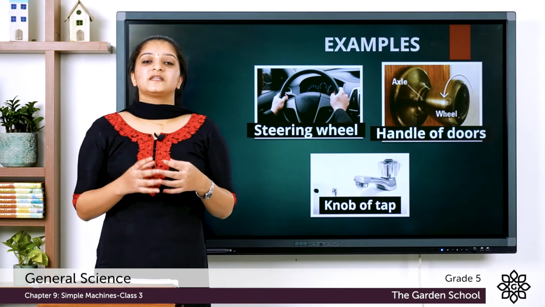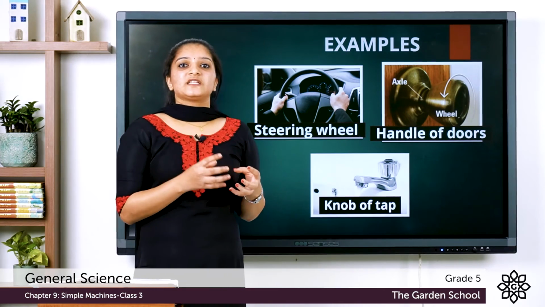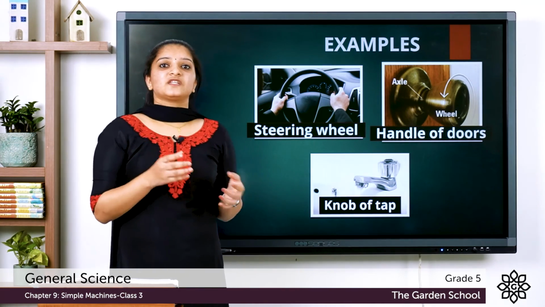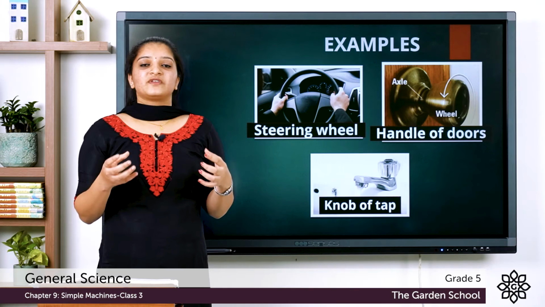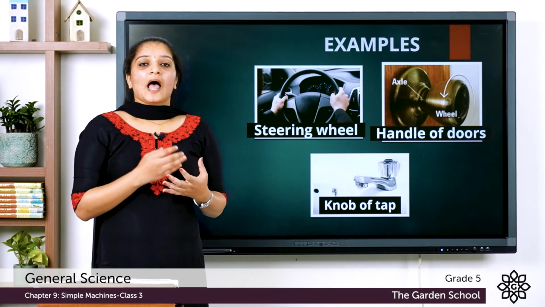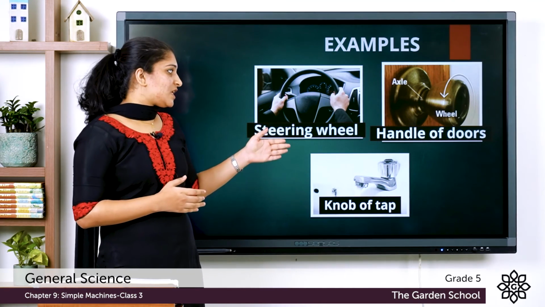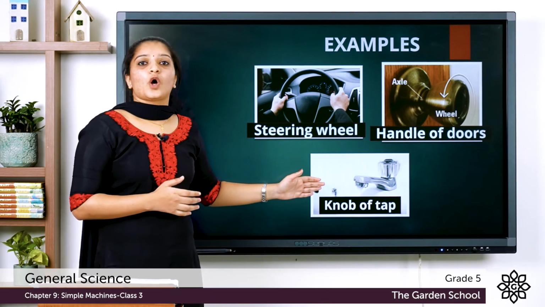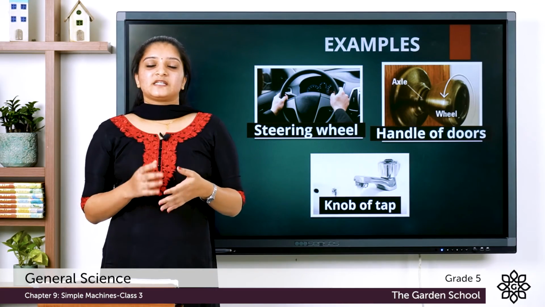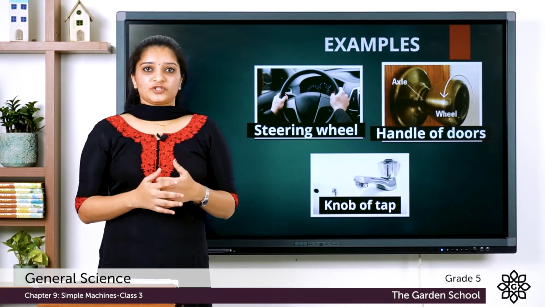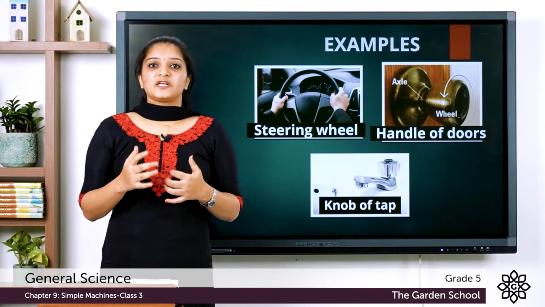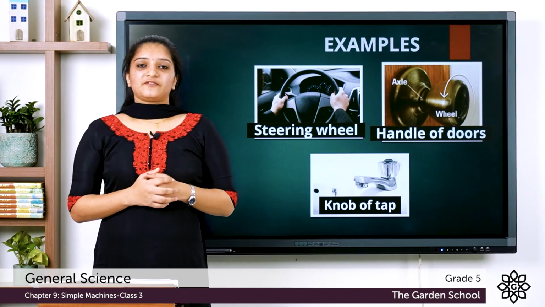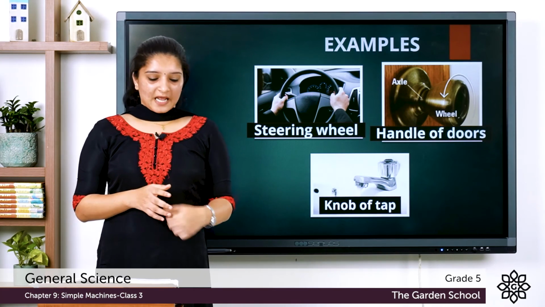So, wheel and axle is a simple machine in which the wheel is attached to an axle. Axle is the rod that goes through the center of the wheel which helps in the motion of the wheel. The examples include steering wheel, handle of doors and knob of tap. The wheel and axle is mainly used to set things in motion and to move heavy objects from one place to another. So that was all about today's topic, wheel and axle.